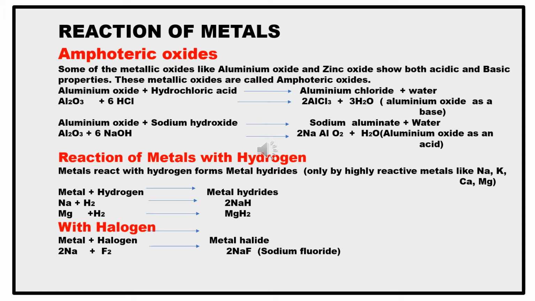So here an example we can see. When sodium combines with fluorine, it forms sodium fluoride. When sodium combines with chlorine, it forms sodium chloride. Understood, children?